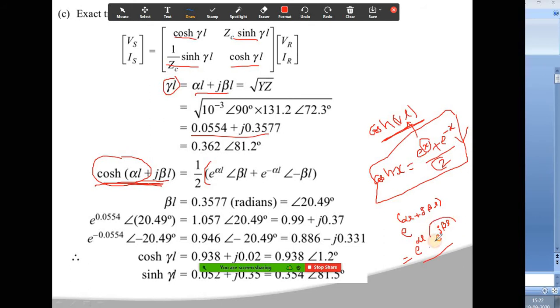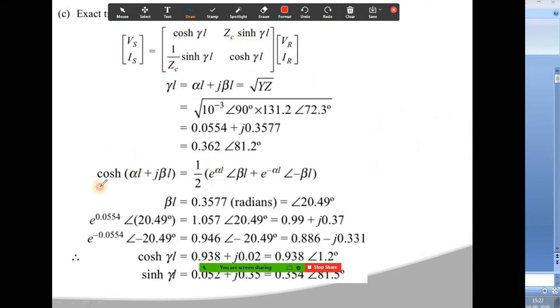Now e power j beta L can again be written as an angle of beta L. So you get e power alpha L at an angle of beta L. In a similar manner, to calculate e power minus x, in place of x you substitute alpha L plus j beta L, and here you get minus everywhere. So e power minus alpha L at an angle of minus beta L you will get.